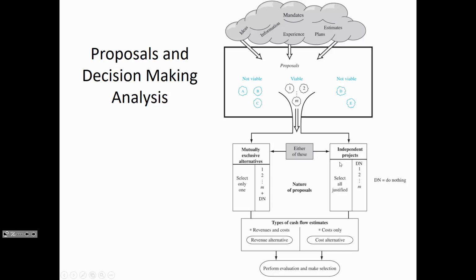Now, in independent projects, that doesn't mean that you choose everything. You still have maybe budgetary limits or priorities that will make you pick one or more than one of the alternatives. But just because an alternative is viable doesn't necessarily mean you have to do it. Although, on this diagram, it may be too small for you to see, in both cases, in the case of mutually exclusive alternatives and independent projects, DN is one of the alternatives that you always have to consider, the do-nothing approach.